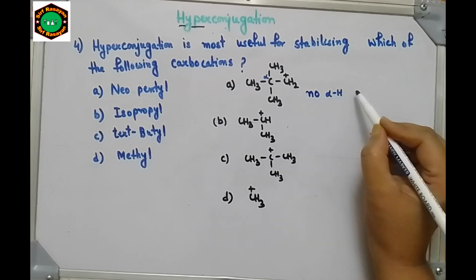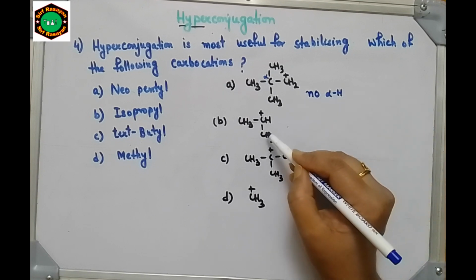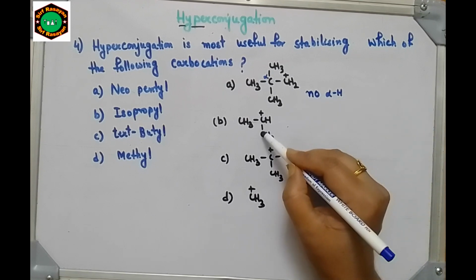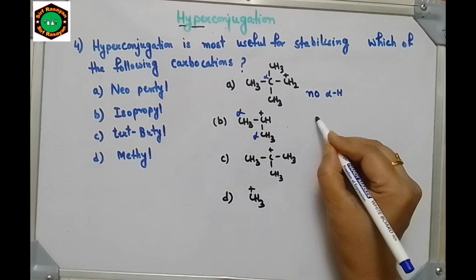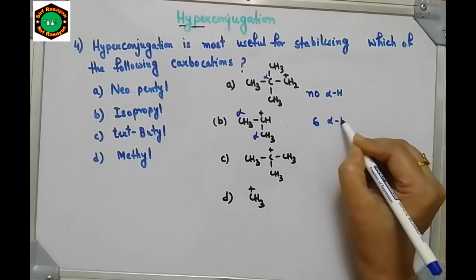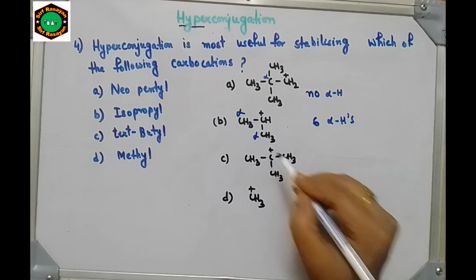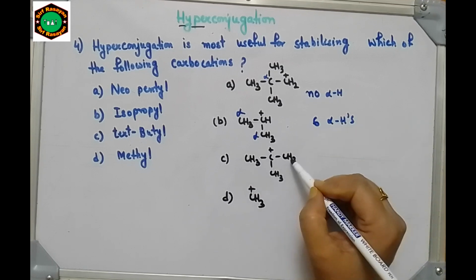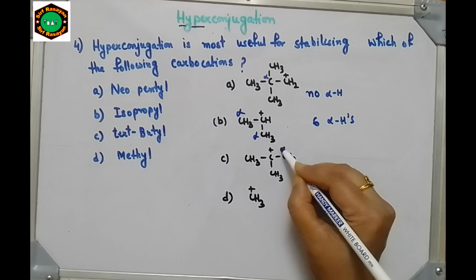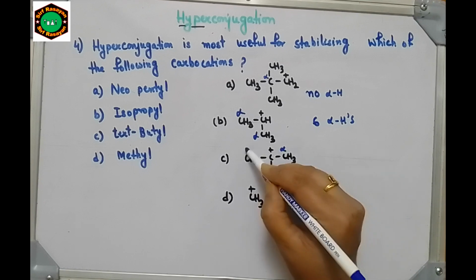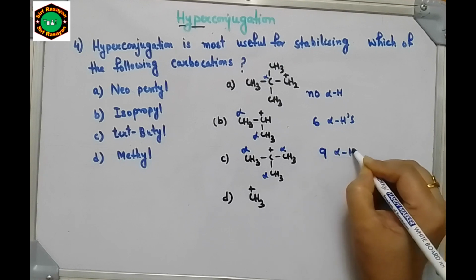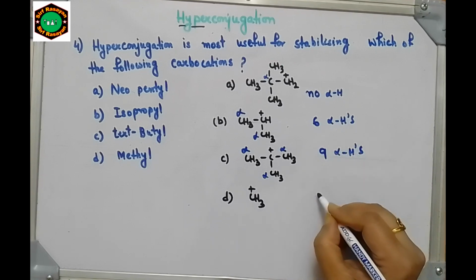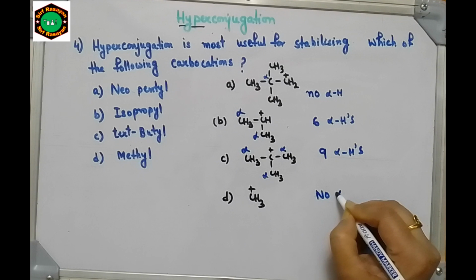Therefore, no hyperconjugation. Here, with respect to this carbocation, this is alpha carbon, this is also alpha carbon. So 6 alpha hydrogens. Here with respect to this carbocation, 3 alpha carbon atoms are there. This is alpha carbon, this is alpha carbon, this is alpha carbon. So altogether 9 alpha hydrogens are there. And for methyl carbocation, no alpha hydrogen.